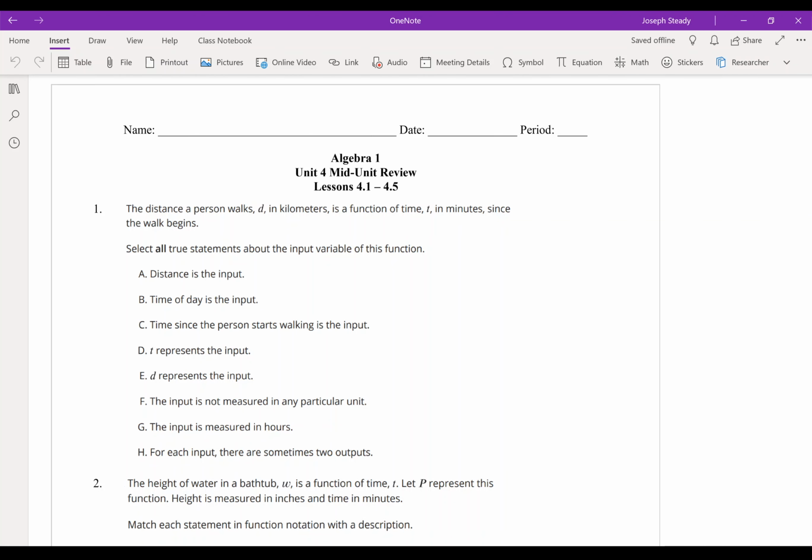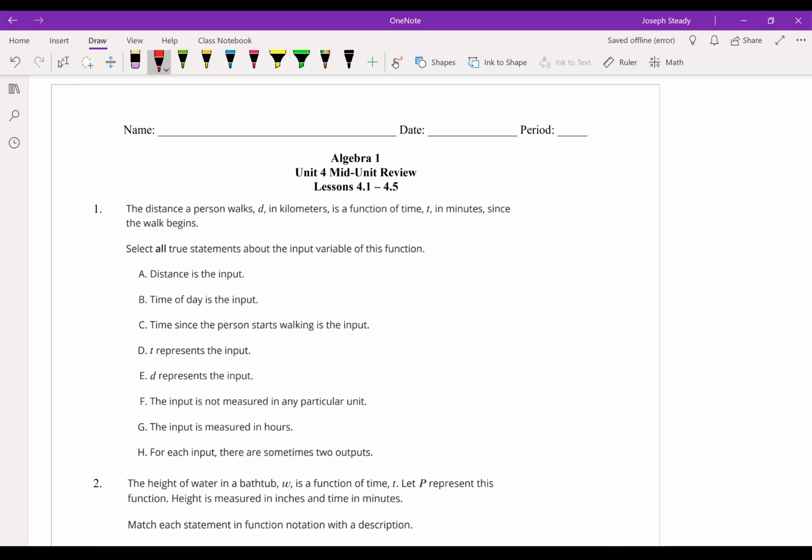In this video, I'm going to go through the answers to the extra practice problems that I put on Google Classroom for your Unit 4 mid-unit test. In this first problem here, we are told that the distance a person walks, d, in kilometers, is a function of time, t, in minutes, since the walk began.